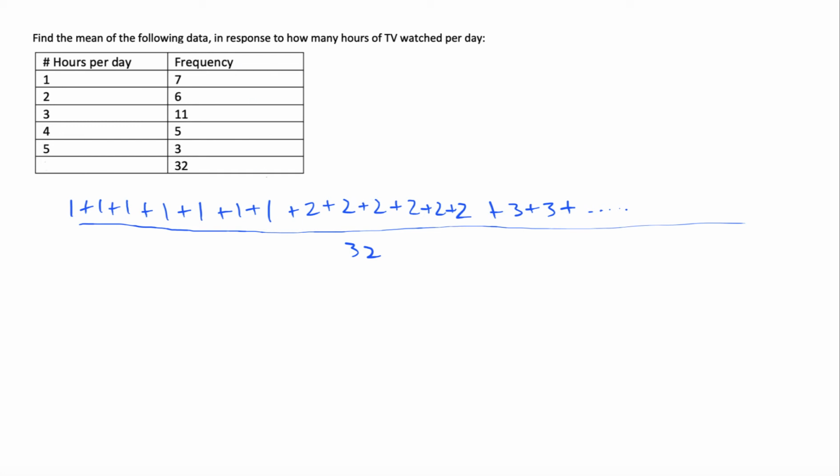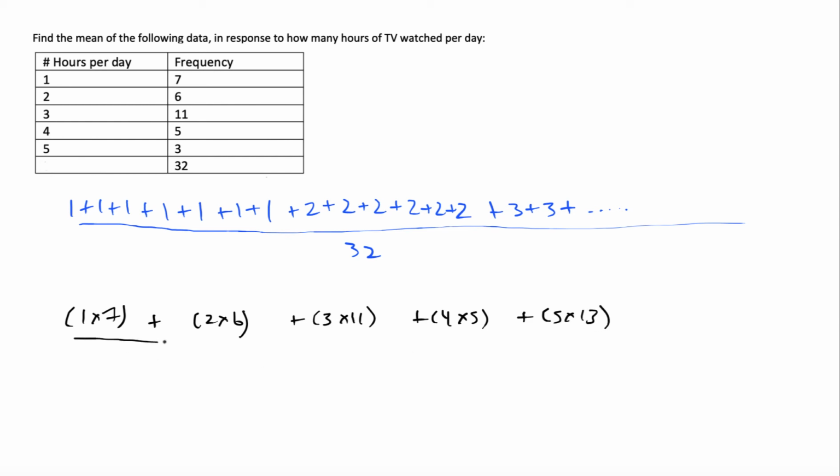But is there a different way to do this? And the answer is yes. Remember, this just tells you how many. So we can actually do it this way: 1 times 7, because there's 7 people who responded they watched 1 hour, and 2 times 6, and then plus 3 times 11, plus 4 times 5, plus 5 times 13. And then we should be able to divide all of this by 32.